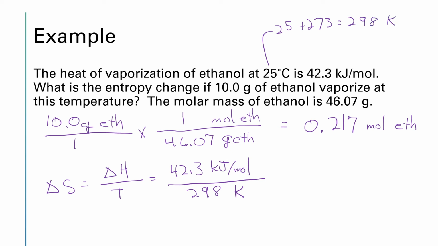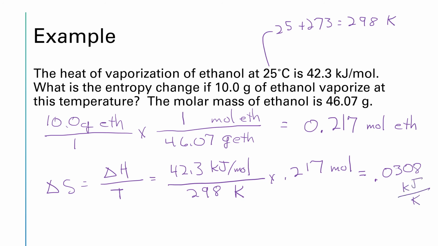And then we want to multiply that times the 0.217 moles, because if we just do that calculation straight without that last factor, that's how much we get per mole, but we don't have a whole mole, we've got 0.217 moles. All right, so I'm going to take that 0.217, because that's still showing on my calculator, and multiply it times 42.3 and divide by 298, and that gives me an answer of 0.0308, and the units on that are kilojoules per Kelvin.